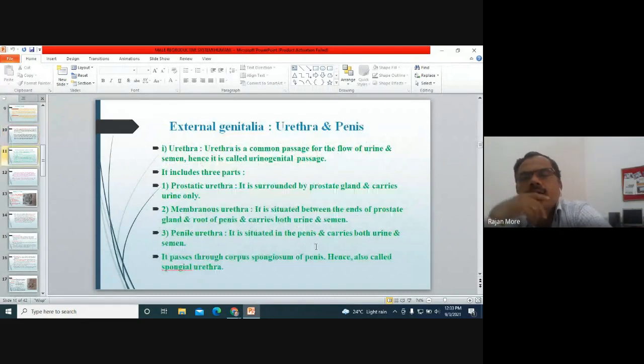External genitalia includes the urethra and the penis. The urethra is the common passage for the flow of urine as well as the semen, so it is called the urinogenital passage. This urethra is divided into three regions. The prostatic urethra, surrounded by the prostate, carries urine only. The membranous urethra, located at the end of the prostate gland and at the base of the penis, carries both urine and semen. And the penile urethra, which is situated in the penis, carries both urine as well as semen.